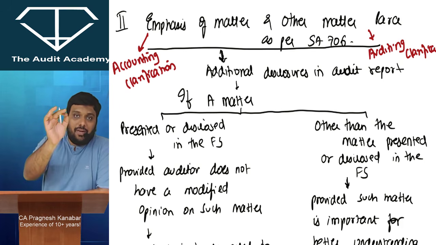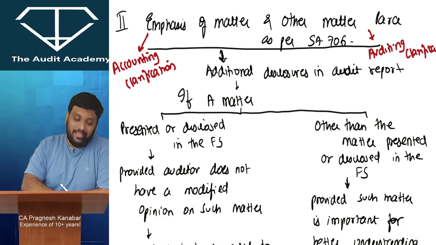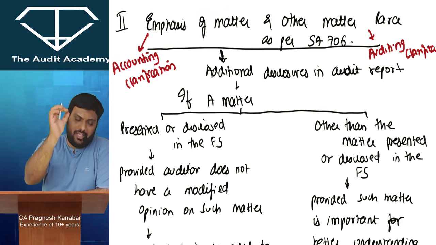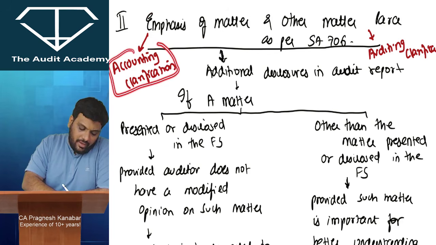Now, emphasis of matter paragraph is used whenever you want to explain something from the financial statements. That is why, in the shortest possible explanation, I call emphasis of matter paragraph an accounting clarification.